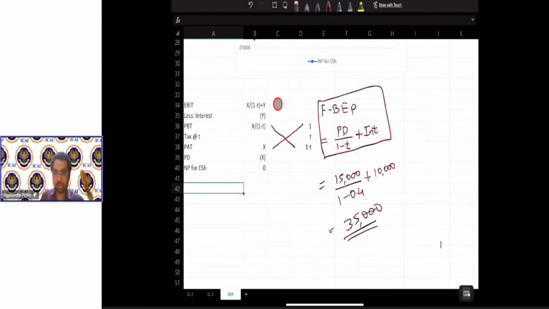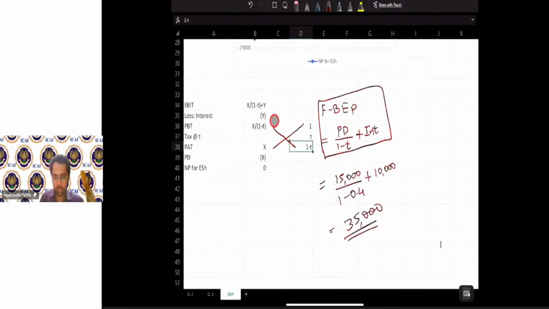Why do you divide preference dividend by 1 minus T? Well, Shubham, if we take the preference profit before tax as 1, on that, if you pay tax, your PAT is 1 minus T. So we had the PAT as X. We simply did a cross multiplication and we got X divided by 1 minus T. So it is X into 1 divided by 1 minus T.